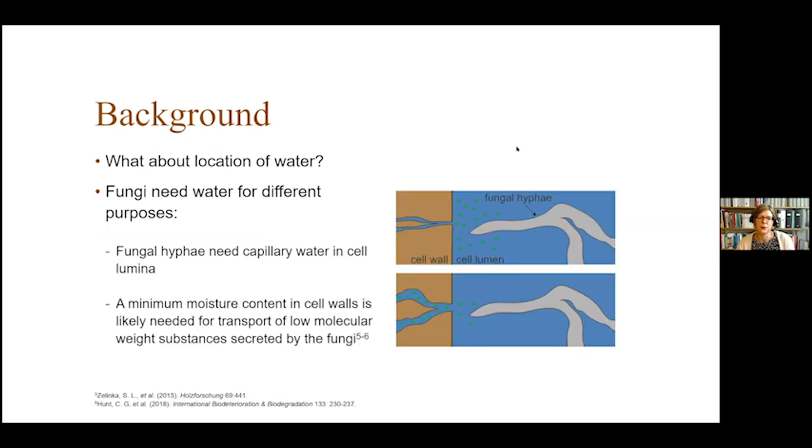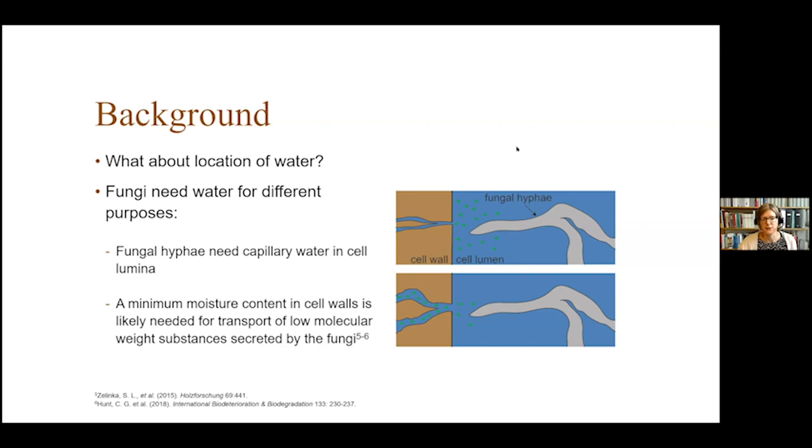And what do we know more? We know that it may not be only the amount of water that is important for fungal degradation. It might be that the location of water within the wood structure is also important, because the fungi need water for different purposes. We have known for quite some time that fungal hyphae need capillary water in cell lumina, because that water is accessible for the fungal hyphae.